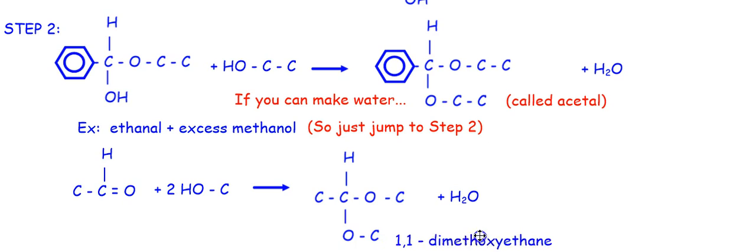I got 1,1-dimethoxyethane. All right, do you see that? They're both on the same carbon. So it's 1,1. I have 2 methoxy groups, and then I have an ethane. There you go. All right, you know this was coming.